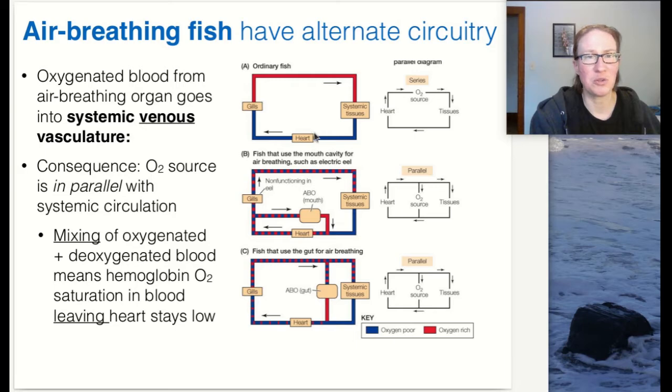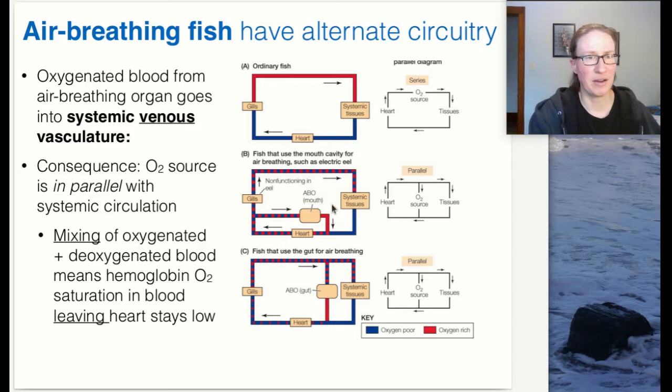So let me show you what I mean by that with two different examples. Remembering that, as I highlighted when we were talking about respiratory function, air-breathing fish have evolved to use a wide range of different organs as their primary air-breathing organ. So the ways that they have modified circulatory function can vary, as well as the ways in which they've modified to be able to breathe air.